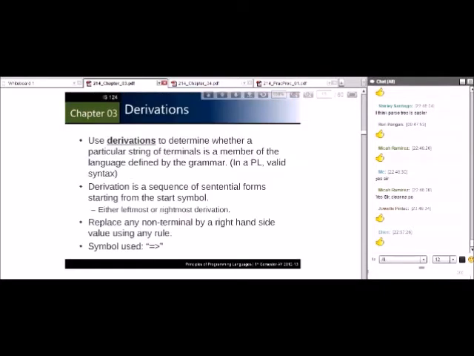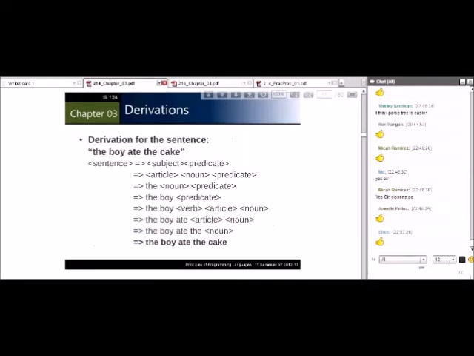So again, derivations, you've mentioned that, and I'm glad that many of you have studied this. Derivations.